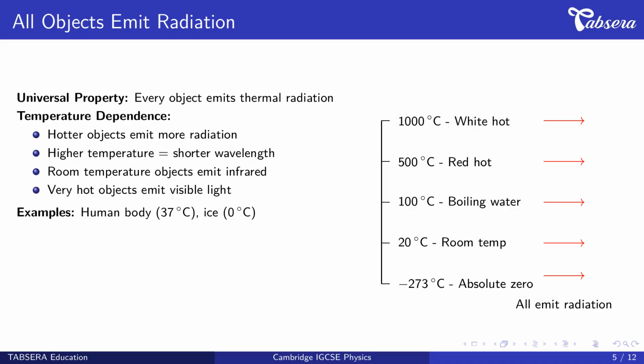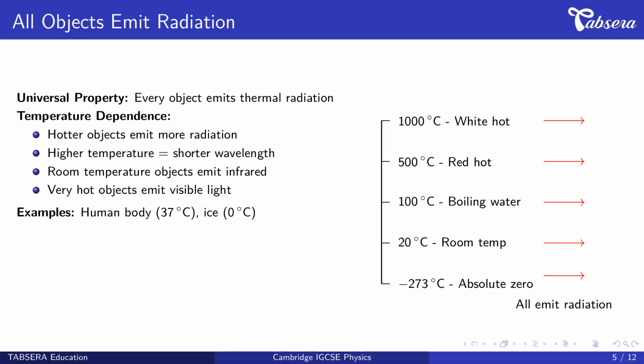Now we examine the universal property that all objects emit thermal radiation. This follows from the kinetic theory of matter. Every object contains moving particles, and accelerating charges produce electromagnetic radiation. The temperature dependence shows that hotter objects emit more radiation with shorter wavelengths.